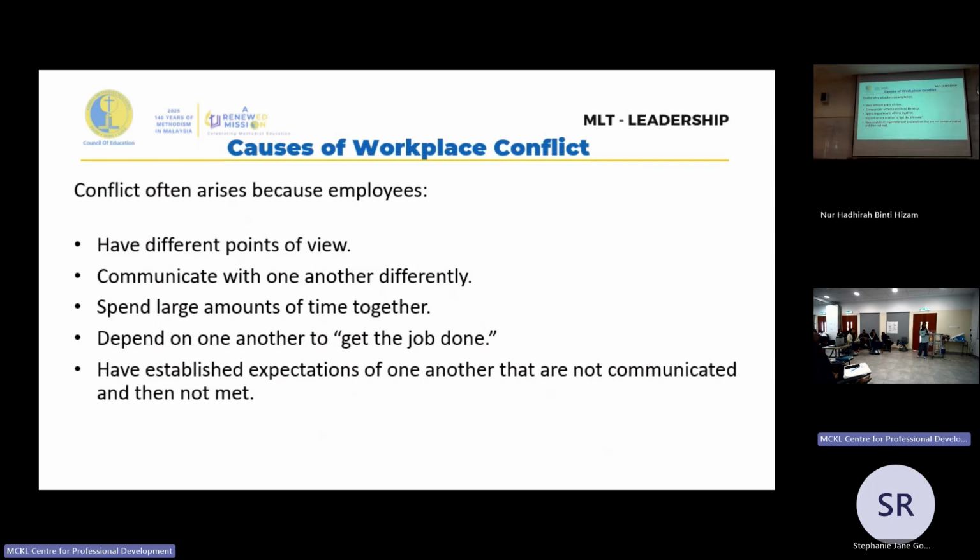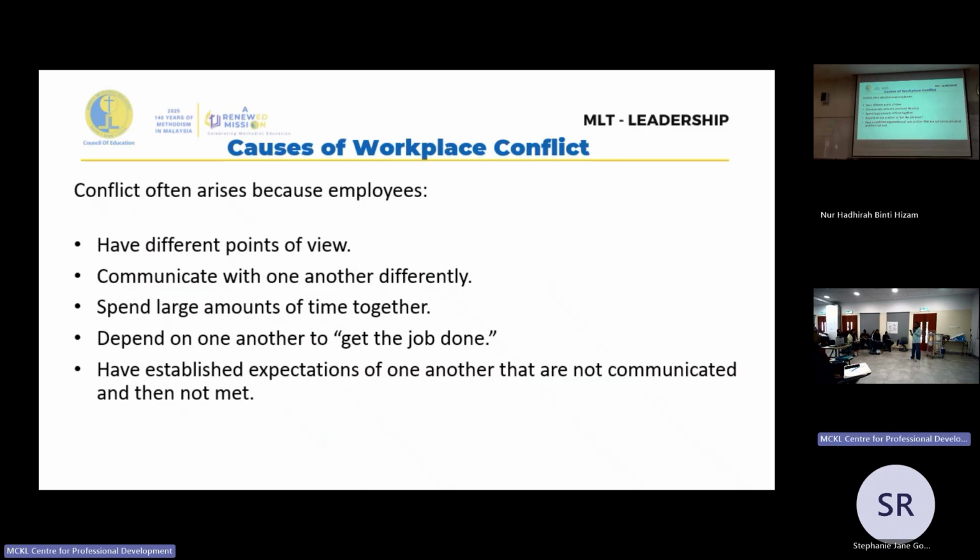Okay, depend on one another to get the job done. It's a teamwork project. With the new curriculum, there will be team teaching, so two teachers will be going into the class. So what will happen? You will think that I will finish the work, and I will be thinking, never mind, you will finish it.